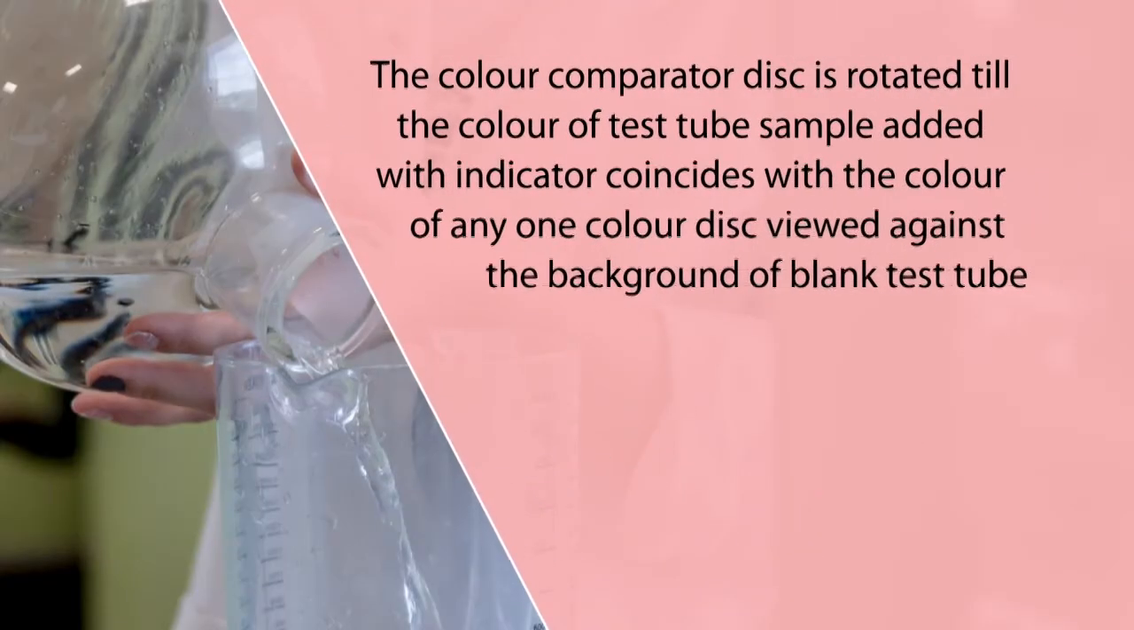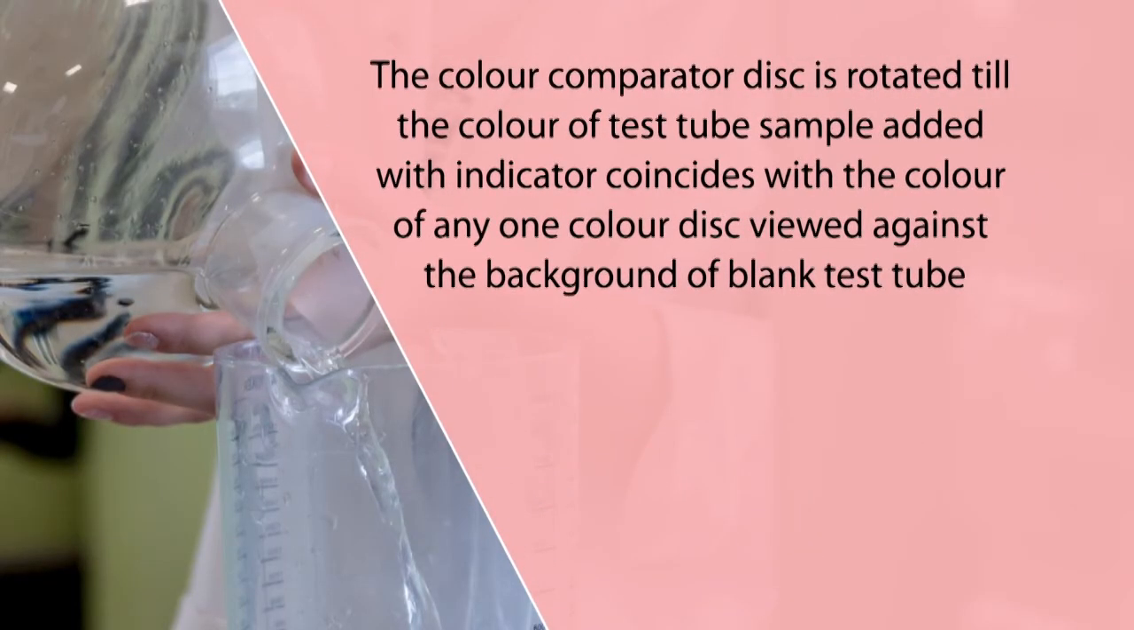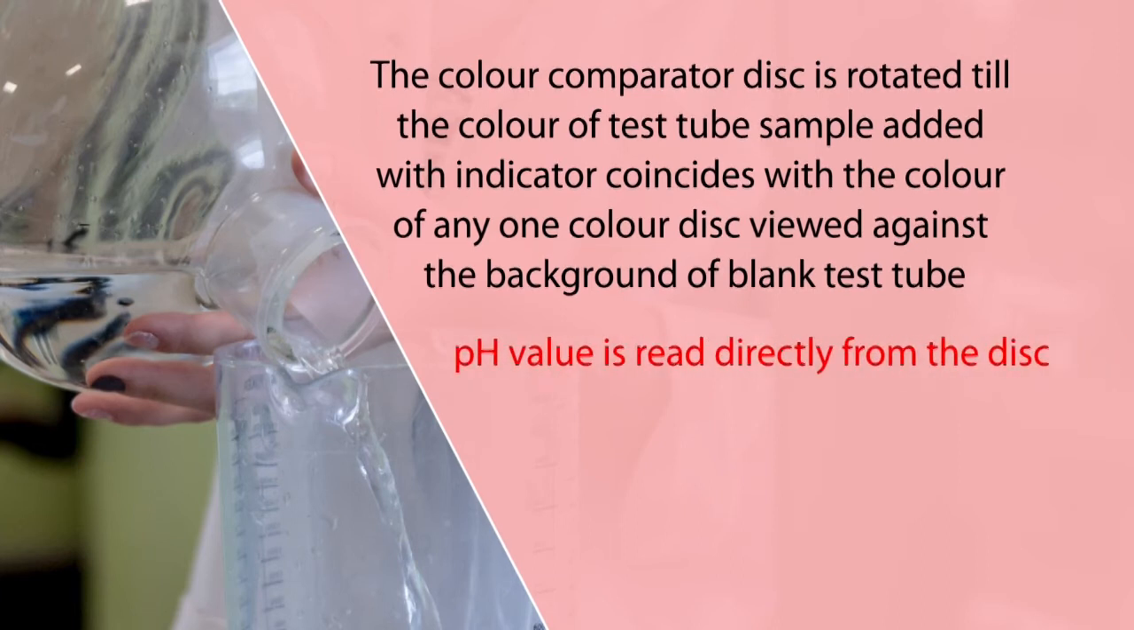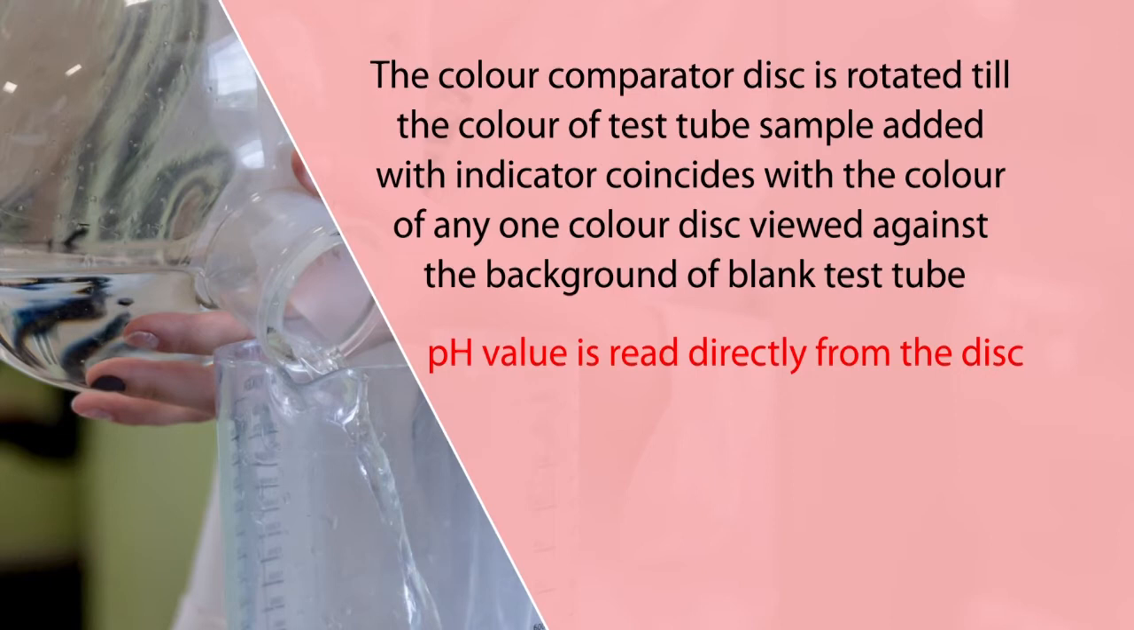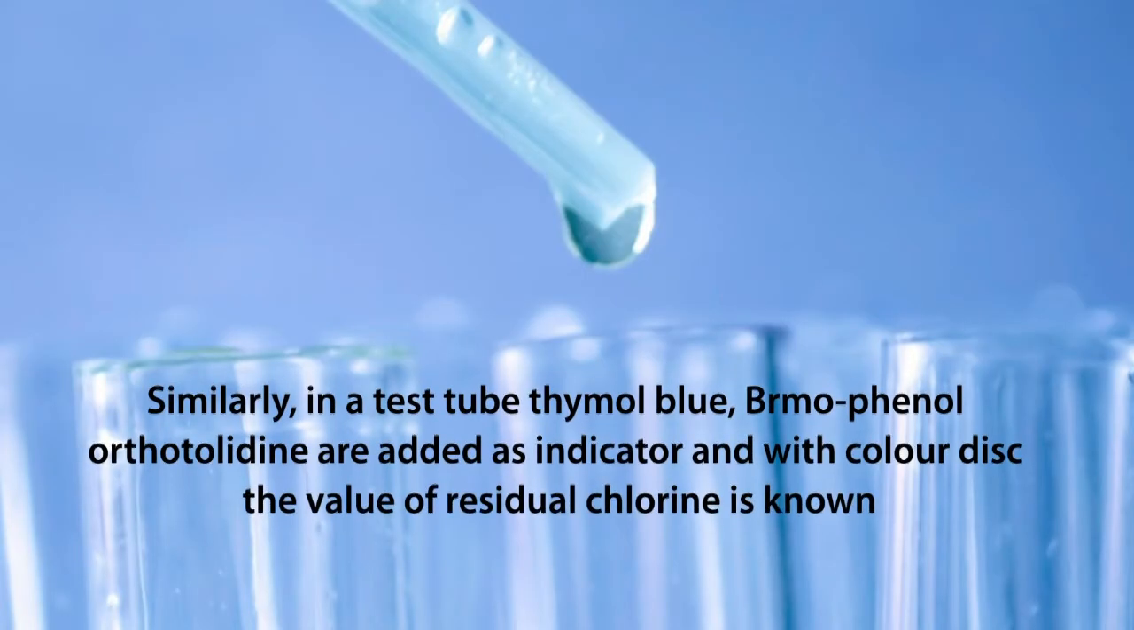The color comparator disc is rotated till the color of the test tube sample with indicator coincides with the color of one of the discs viewed against the background of the blank test tube. pH value is read directly from the disc. Similarly, in a test tube, thymol blue, bromophenol, orthotoluidine are added as indicators, and with the color disc the value of residual chlorine is known.